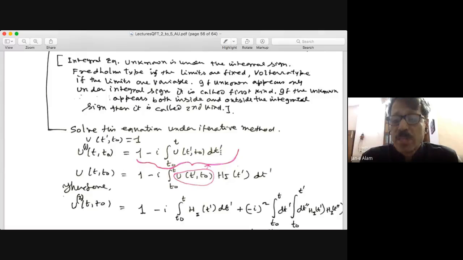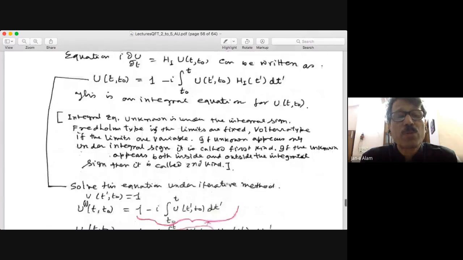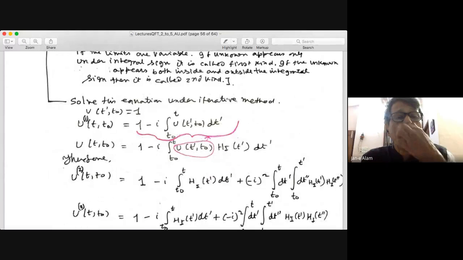So what is the method of iteration? You know, u(t_0) is equal to 1, times this. So the first iteration will be just, I will put 1 in place of u. So the first approximation of that equation will be u_1(t, t_0) equal to 1 minus i ∫ from t_0 to t of H_I(t') dt'. So that's the first.